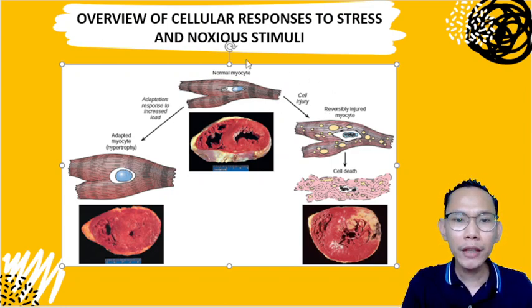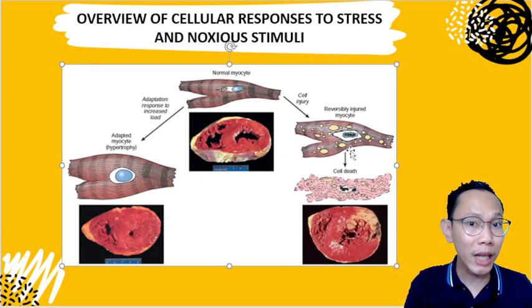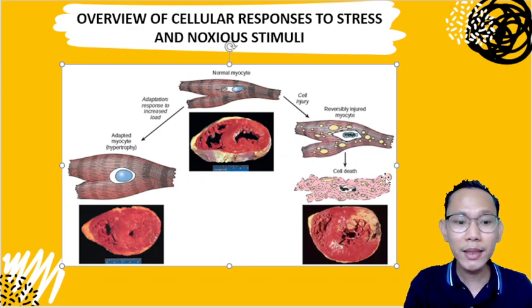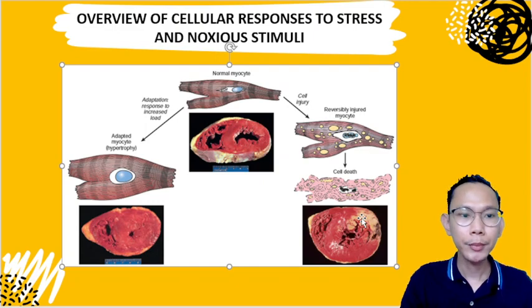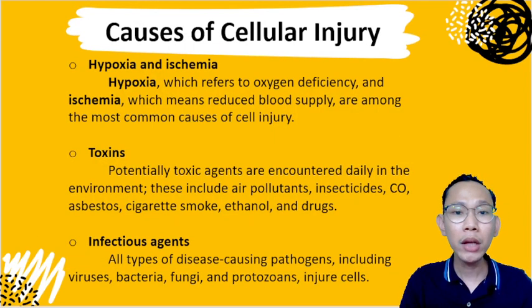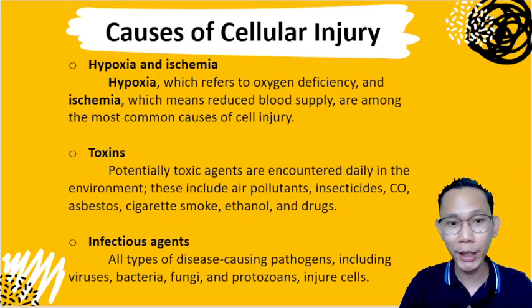Kaya lang, if your normal myocyte becomes injured, yes, pwede pa siyang ma-reverse. However, when it becomes severe or progressive, then that's the time that there will be possible cell death. So ito lang yung gusto kong malaman nyo. This is just an overview. So right now, let's talk about the different causes of cellular injury.